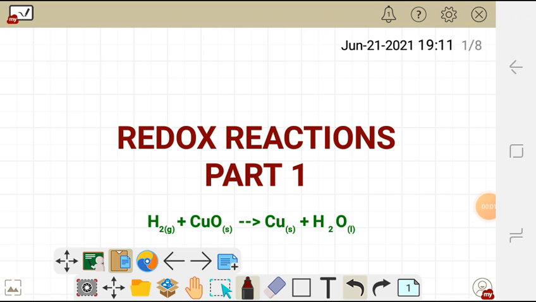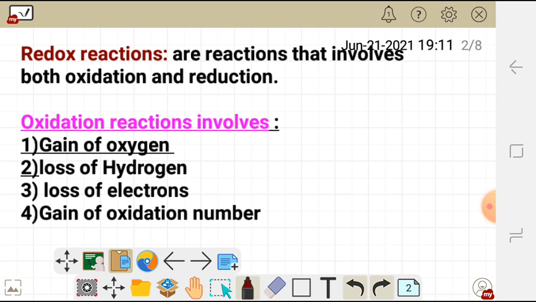In this video, we're going to look at redox reactions. We're going to define what redox reactions are and how they occur. Redox reactions are reactions that involve both oxidation and reduction. But in this video, we're going to look at redox reactions in terms of oxidation.